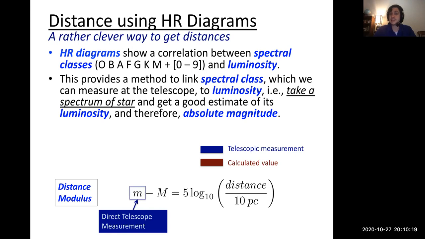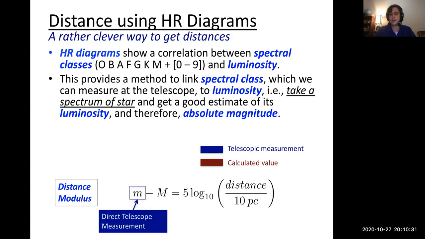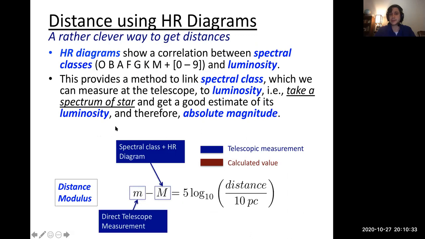That tells us its spectral class, which tells us where it is here on the x-axis. And then we can read off the luminosity, or equivalently, we could read off the absolute magnitude. So we can take the spectral class and then use our knowledge of the HR diagram to determine the absolute magnitude, capital M. Now we know apparent magnitude, little m. We know absolute magnitude, big M.